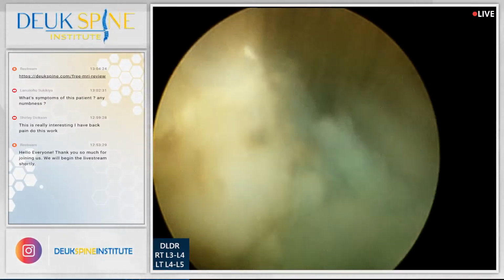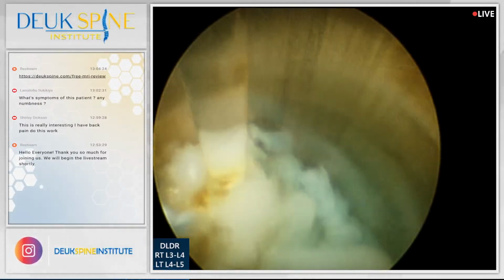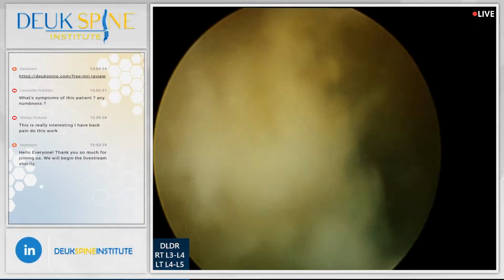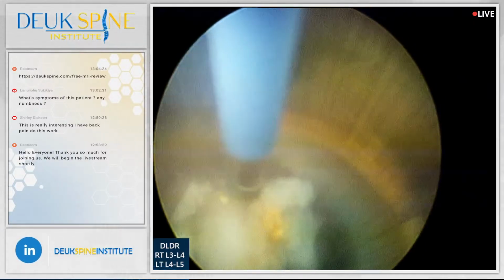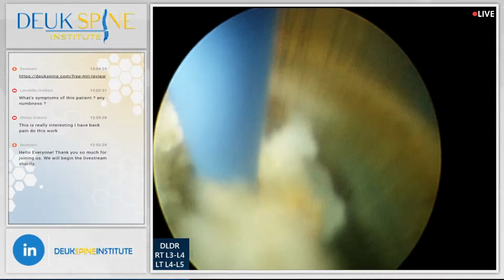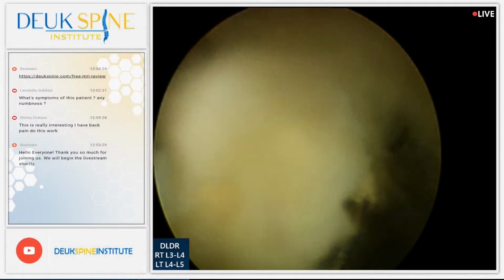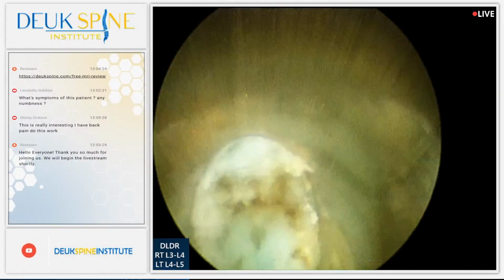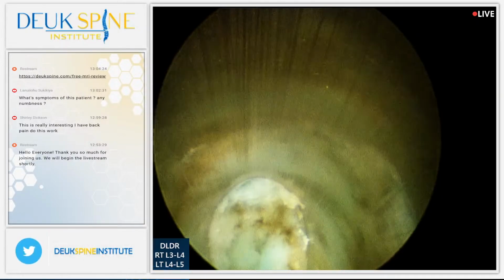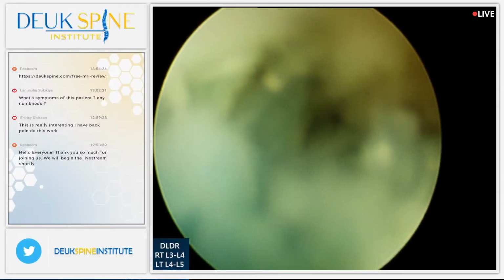All right, let's show the audience how we use this 1 millimeter laser fiber and the endoscope to find the tear where the herniation is and remove the herniation and debride the annular tear. This is a novel procedure. I invented it. I am the inventor of this technique. The first to do it 20 years ago.